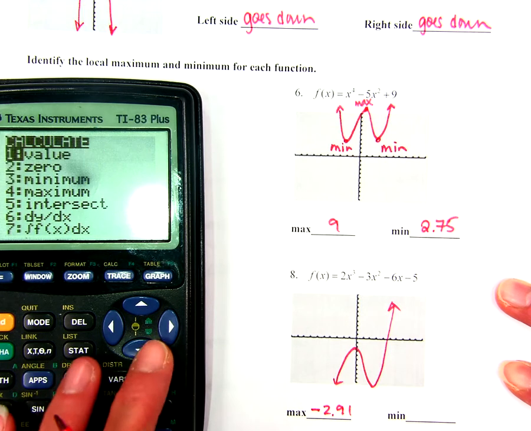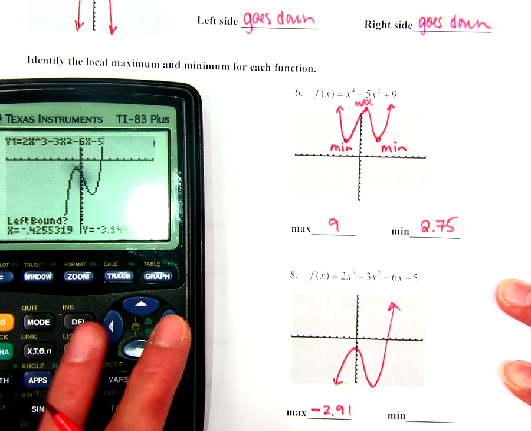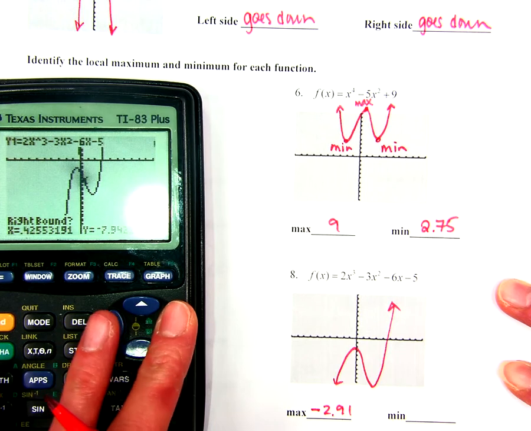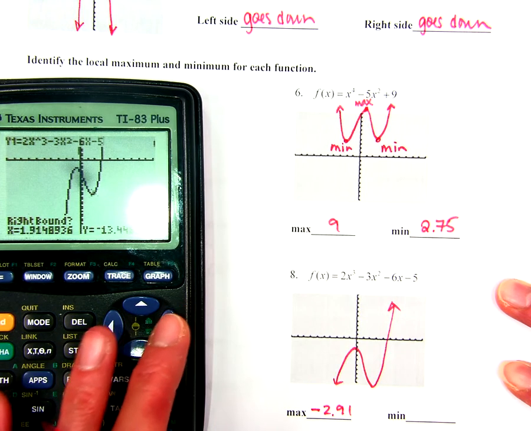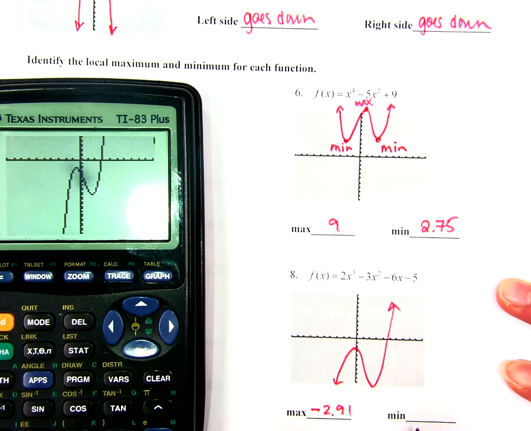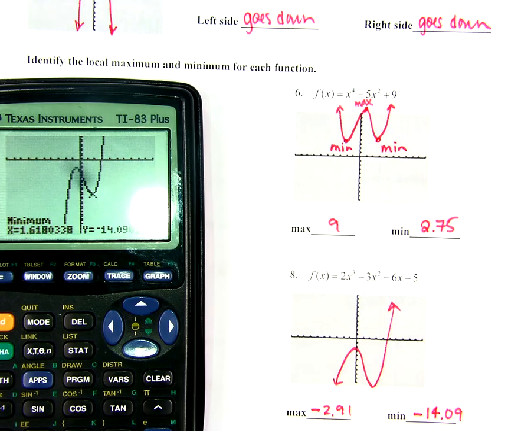Alright, my local minimum, if you go a little bit to the left, a little bit to the right, hit enter, you're going to get a local minimum of negative 14.09. Okay, hopefully you followed along. Again, this is a lot of stuff on the calculator, but much of it is similar to what we did last semester, so you should be pretty familiar with your graphing calculator at this point.